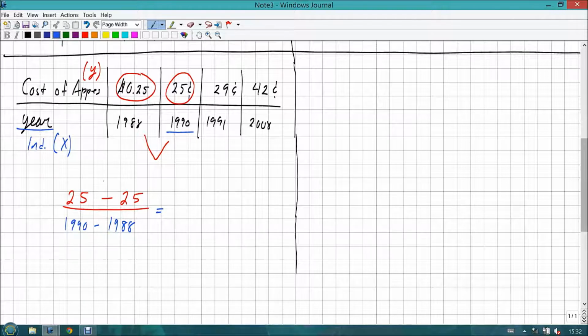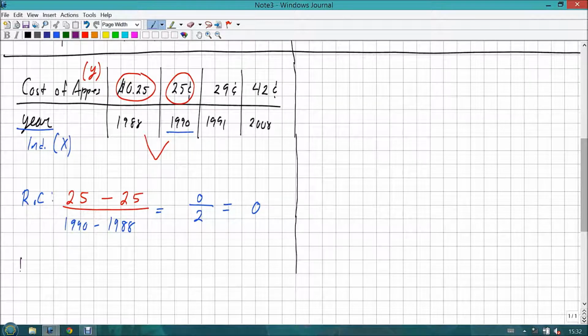Now when we do this, we get 25 minus 25, which is 0. 1990 minus 1988 is 2. 0 divided by 2 is 0. So the rate of change from 1988 to 1990 would be 0.